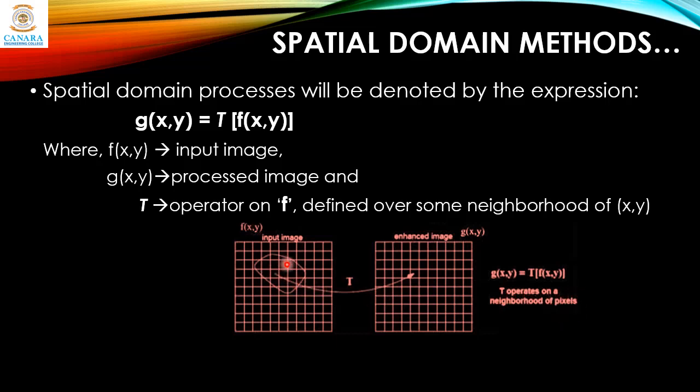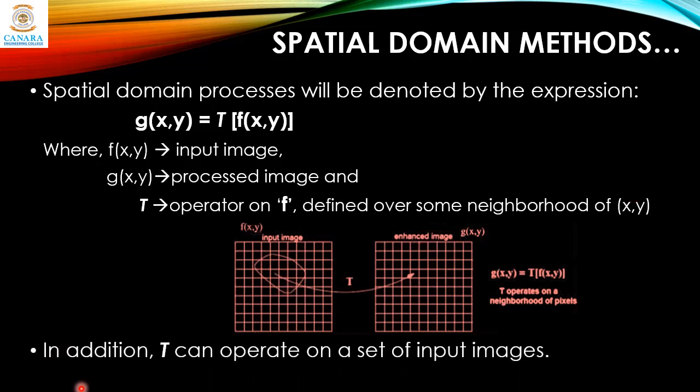So T can be a neighborhood of 3 cross 3 or 5 cross 5 or 7 cross 7, or it can also be 1 cross 1. And in addition to this, T can operate on a set of input images. It could be three samples for a pixel for color, like RGB. It can operate on them, or else it can do batch processing and take multiple input images and operate on it.